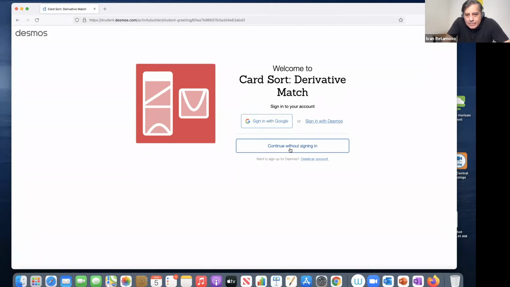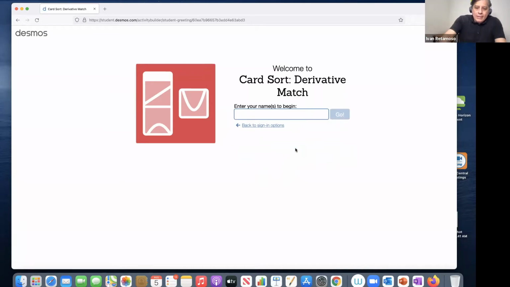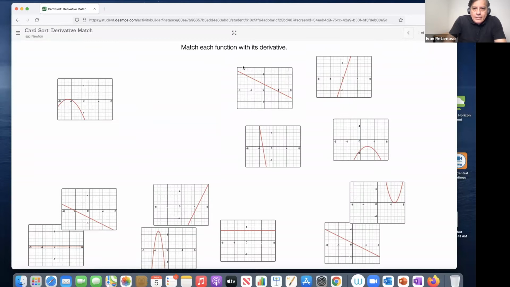There are challenges, right? So let me enter. Continue without signing in. You can sign in to your Desmos account if you have one, or you can simply click here and type your name. This time, I'm going to join using Isaac Newton. Okay, great. So I'm entering as Isaac Newton, and you can see there the first challenge.